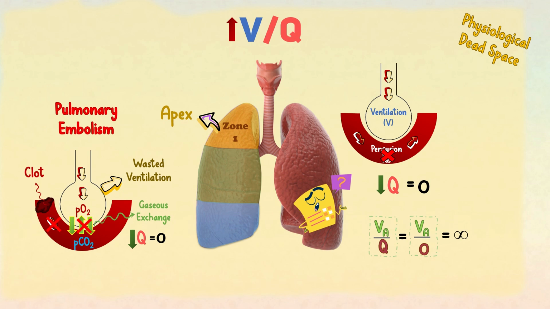Well, high ventilation-perfusion ratio is also seen in emphysema, where there are damaged alveoli and damaged pulmonary capillaries supplying the alveoli, causing a decrease in blood flow or perfusion.